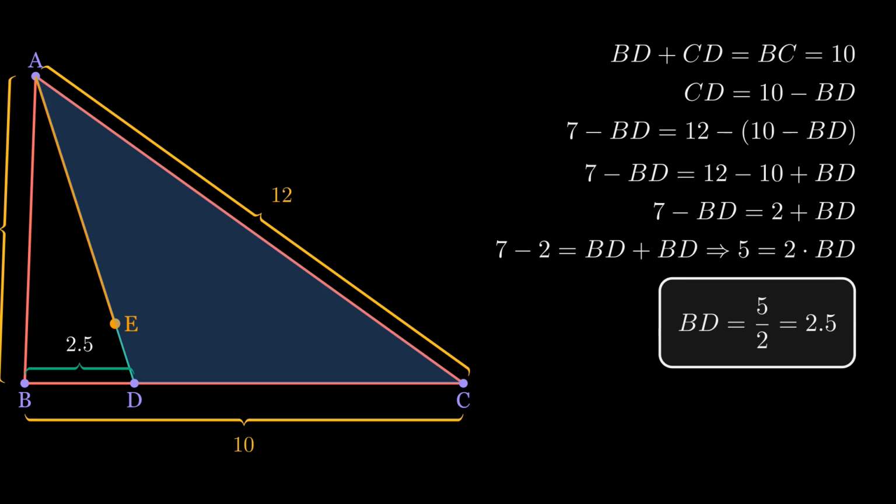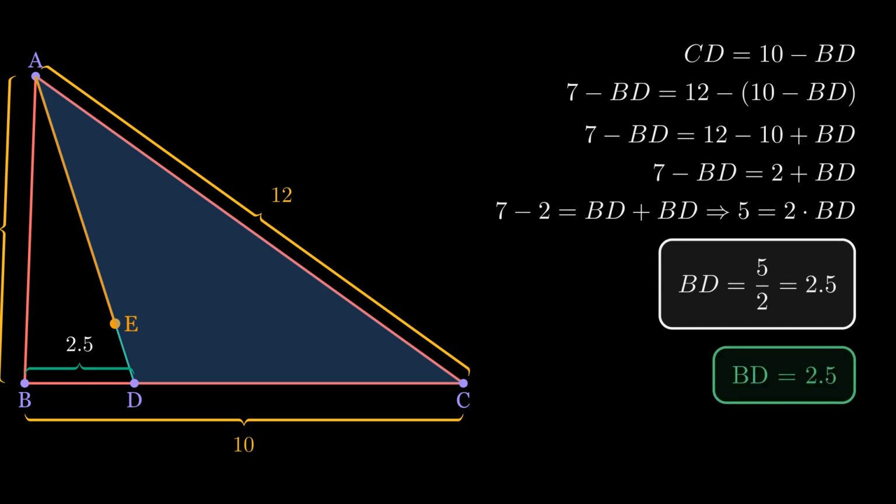The mysterious point D sits exactly 2.5 units from point B. And that's the beauty of mathematics. What started as a simple question about a point's location revealed an elegant dance between incircles, tangent lengths, and algebraic constraints. The answer was hidden in the geometry all along.